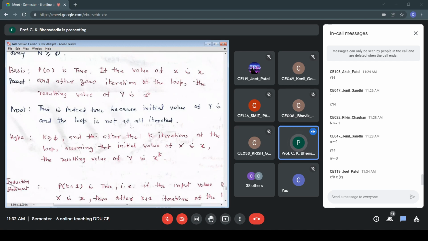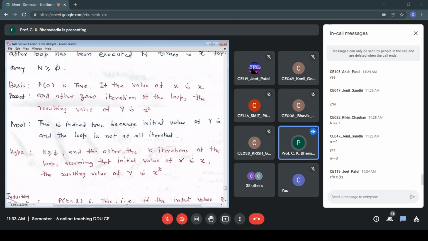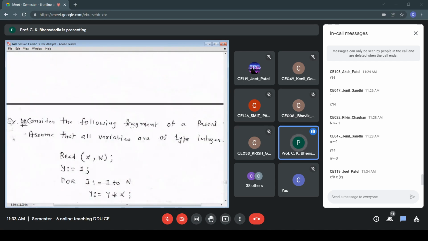Now there is one more iteration. That is my k plus first iteration, wherein the previous value of y gets multiplied by the current value of x. So in k iterations, the previous value of y was small x to the power k, and that gets multiplied by x in the k plus first iteration. That gives me x to the power k plus 1, and that is my final answer. After k plus 1 iterations, the value of y is small x to the power k plus 1.